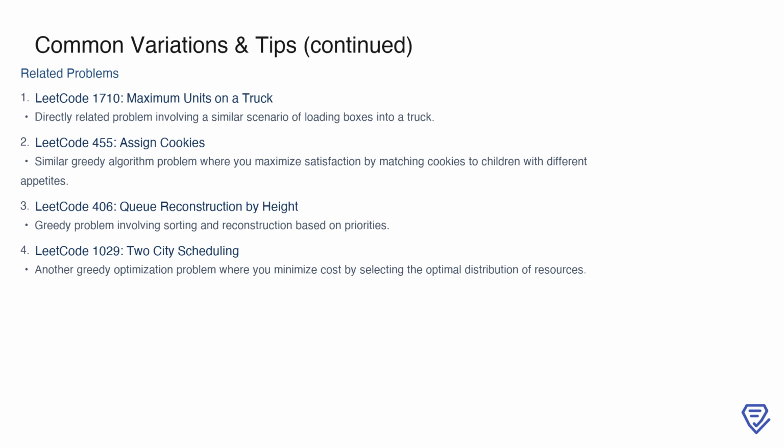Another related problem is LeetCode 406, queue reconstruction by height, where you use sorting and greedy reconstruction to solve a prioritization challenge. Finally, LeetCode 1029, two-city scheduling, is another greedy optimization problem that focuses on minimizing cost by optimally distributing resources between two groups. Practicing these problems helps solidify your understanding of greedy algorithms and their applications in different contexts.